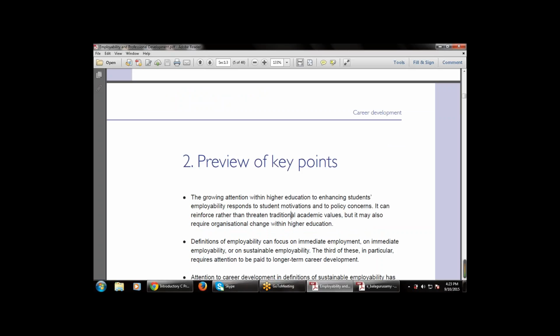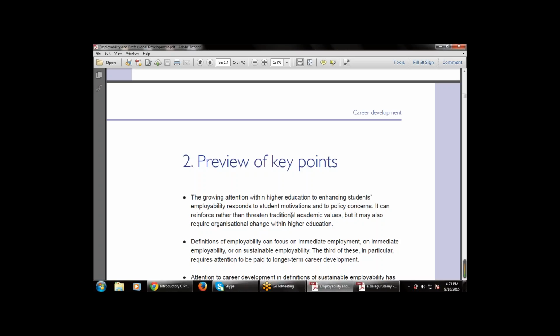Then the definition of employability can focus on immediate employment or on sustainable employability. The third of these in particular requires attention to be paid to long-term career development, that is how to develop the career over the long term.